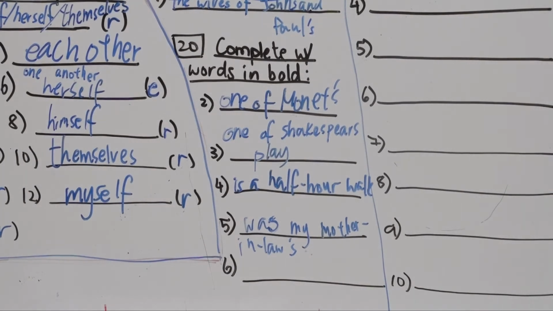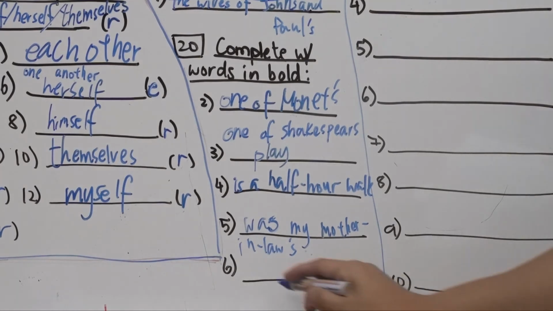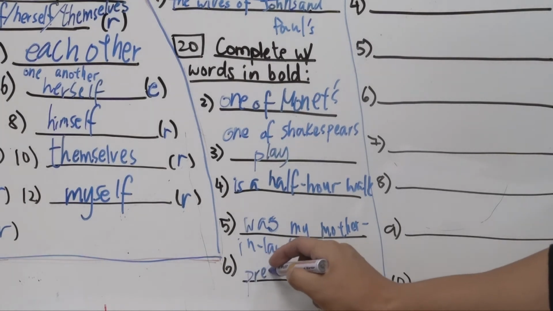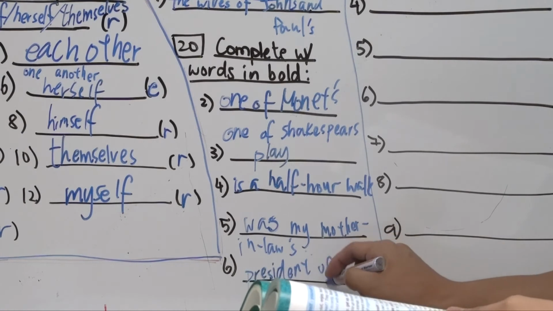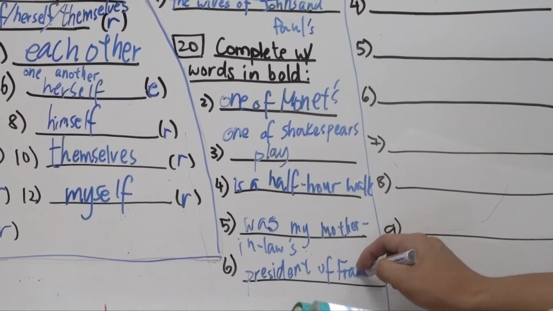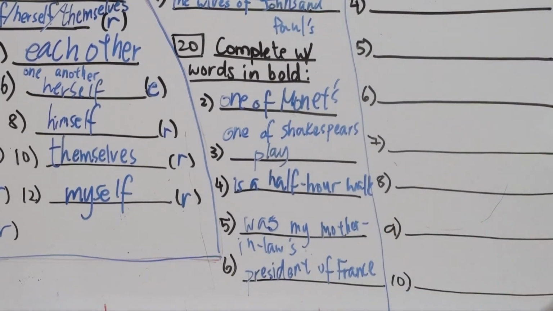In France, the president is elected every 5 years. So we need to use of. So the something every 5 years. The what? The president, right? The president of France, okay, is elected.